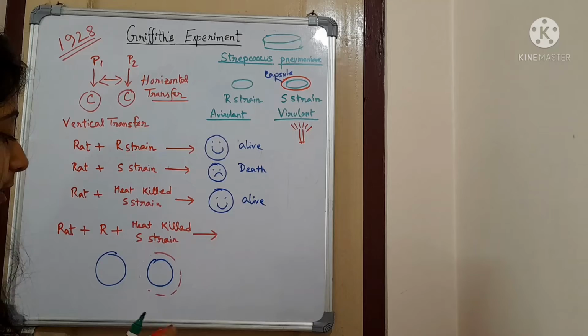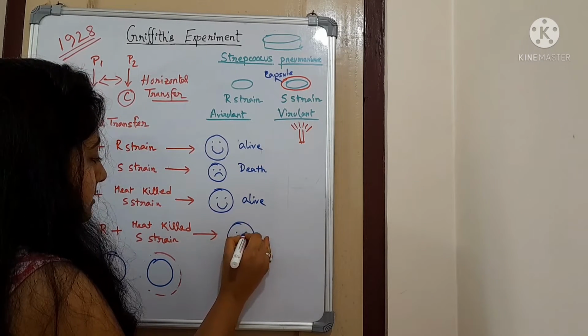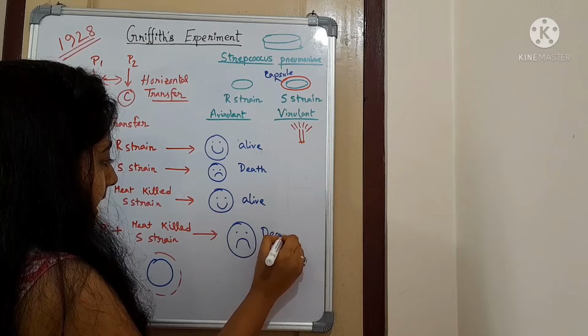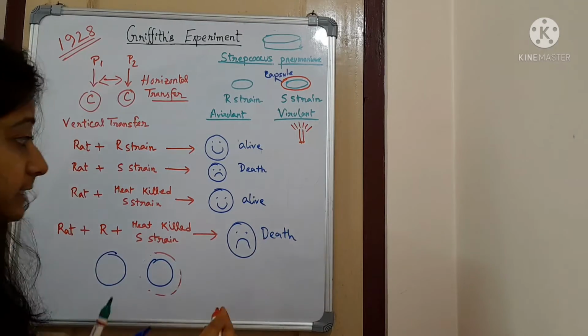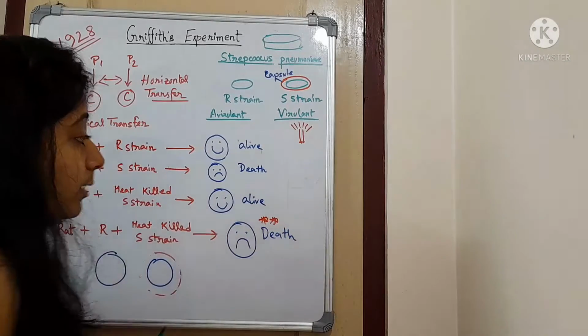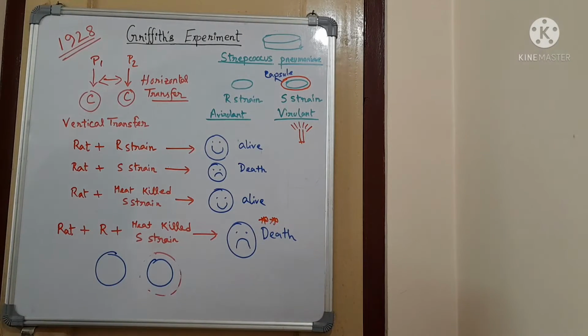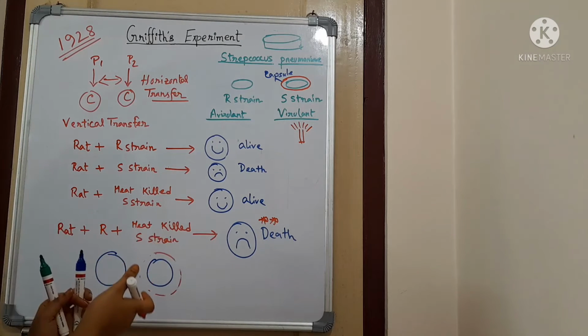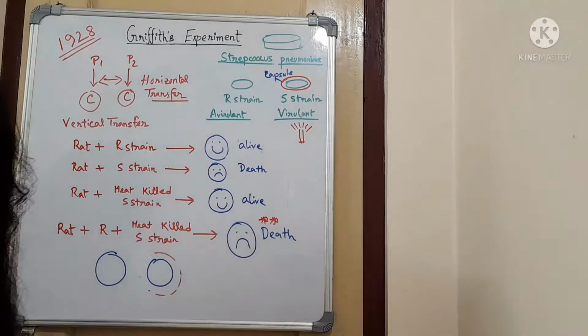But he saw that the result was very surprising: the rat died. But why was this death of the organism happening? It must not happen, because the R strain cannot cause any disease as it doesn't have any capsule upon it. The S strain can cause disease, but as he was providing heat-killed S strain bacteria, it would not be able to produce any disease, or kill the rat. But still, after mixing both of them, the death of the organism was happening.